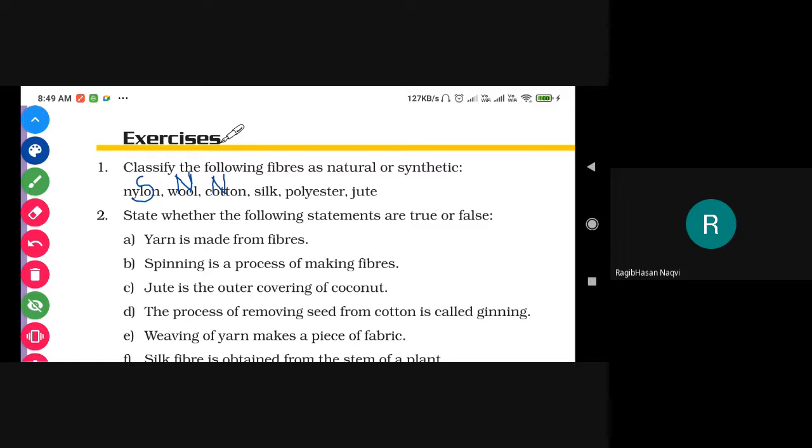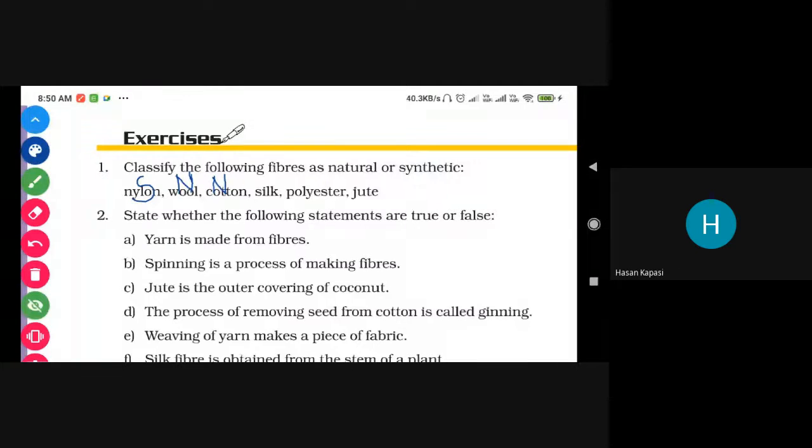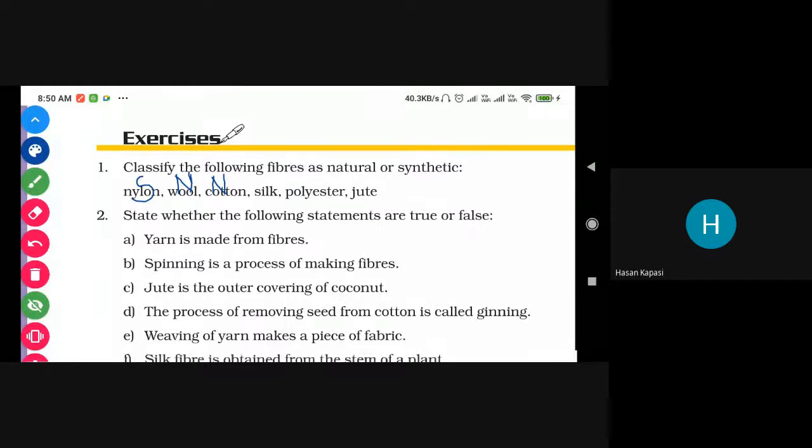Now, can you tell me what is ginning? Ma'am, the process of making yarn is called ginning. No, beta, it is called spinning. You got confused between ginning and spinning. Ma'am, ginning means separating seeds from cotton by hands. Very good. The process of separating seeds from cotton is called ginning. Very good, beta.